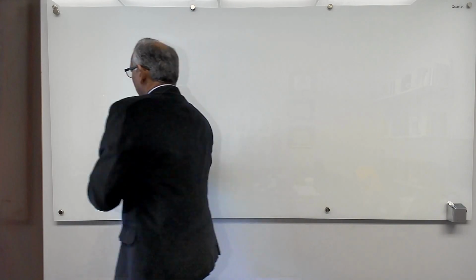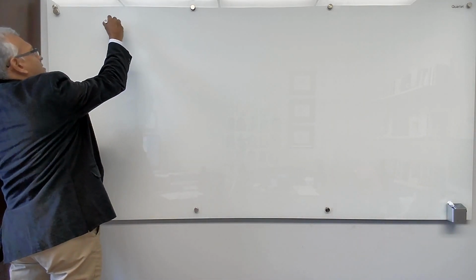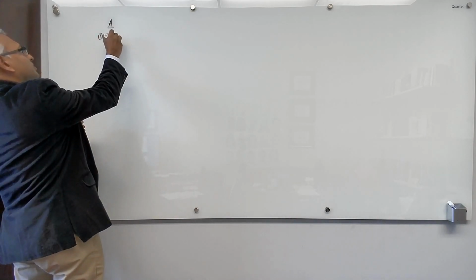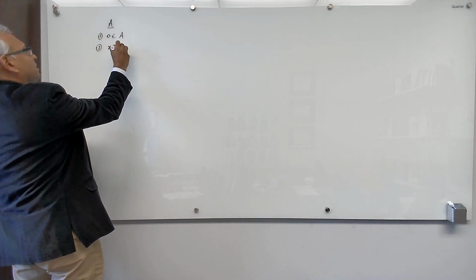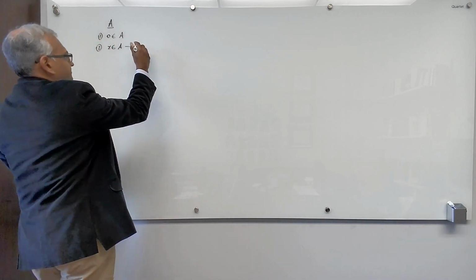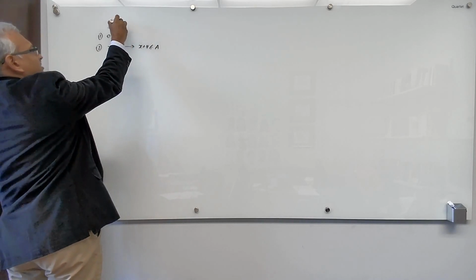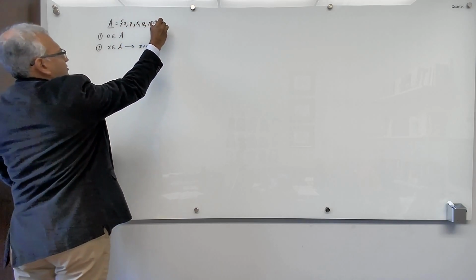So let's start with this set A. Remember, we defined this set A with a recursive definition. So 0 is in A, and the constructor: if x is in A, then x plus 4 is in A. So what is A? It's 0, 4, 8, 12, 16, and so on.